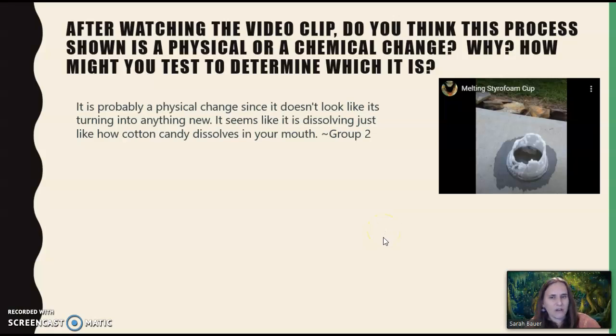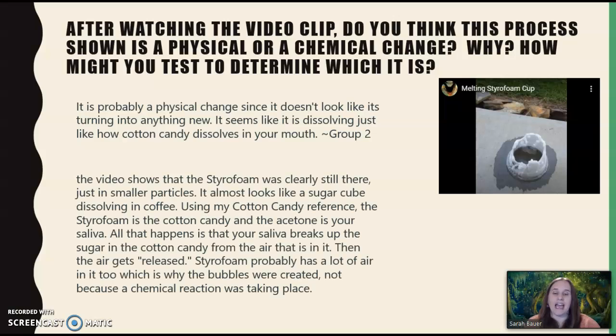It's probably physical. I thought this was the student's initial post in group 2, and they compared it to cotton candy dissolving in your mouth. I love that. It's actually just spot on, and this is their follow-up. You can see how much their ability to explain has grown. They've added a lot more detail. So there's an initial and a good follow-up.